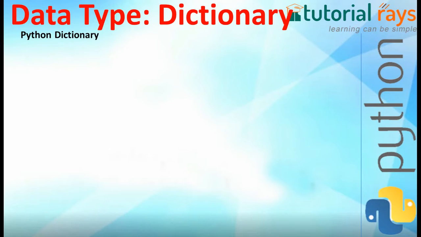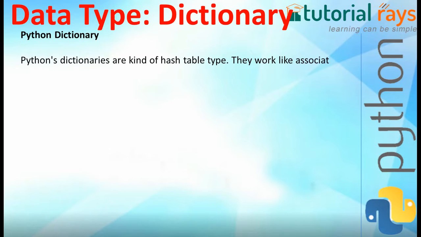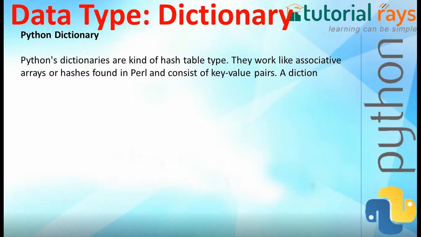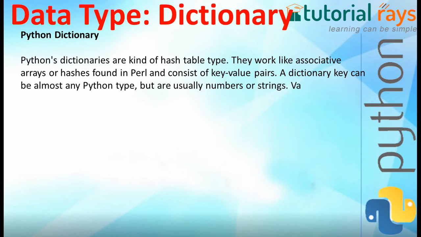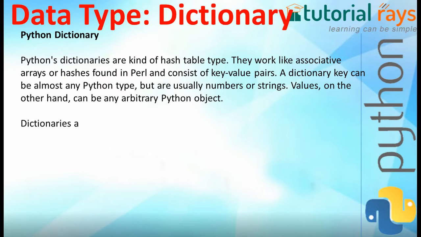Now the next data type is dictionary. Python's dictionaries are a kind of hash table type. They work like associative arrays. If you come from a PHP background, then you might have known about these associative arrays, in which key and values both are defined by users. So in a dictionary they work like associative arrays or hashes found in Perl and consist of key value pairs.